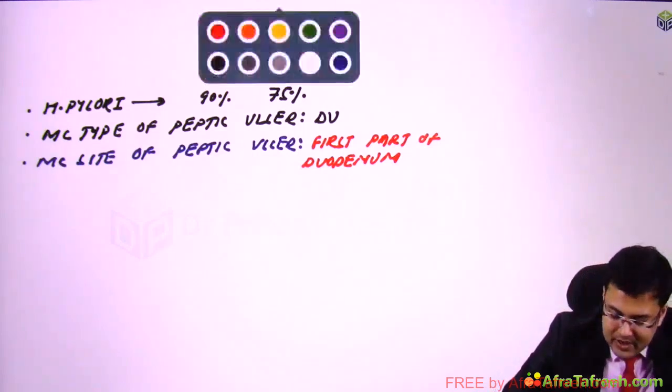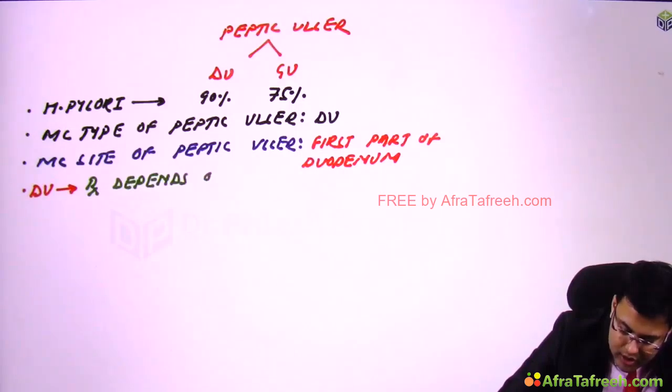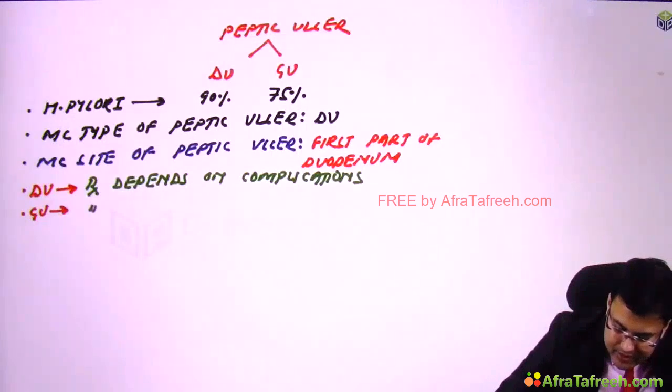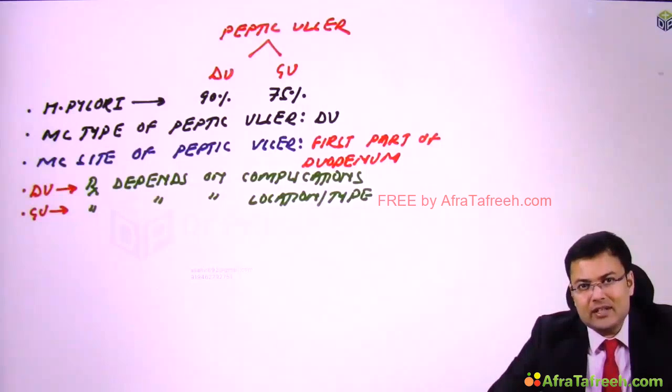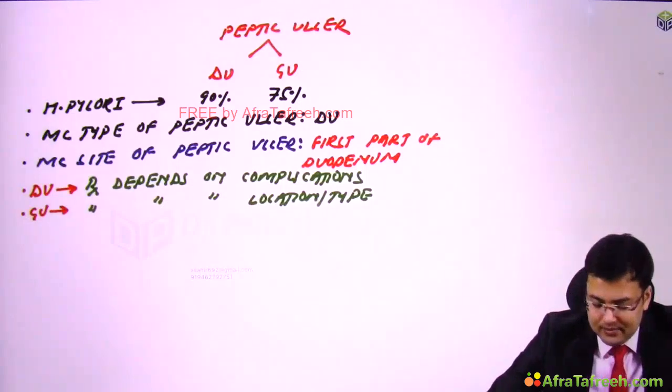So, a very important statement: generally, in duodenal ulcer, treatment depends on complications, and in gastric ulcer, treatment depends on location or type of gastric ulcer. So first you should know what the types of gastric ulcer are. There is a classification system for gastric ulcer known as modified Johnson's classification.